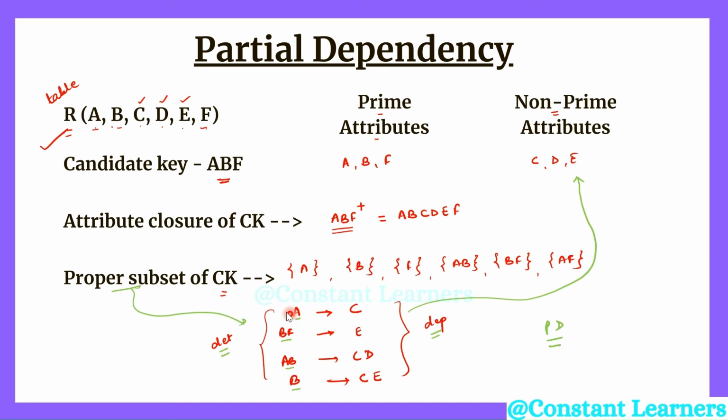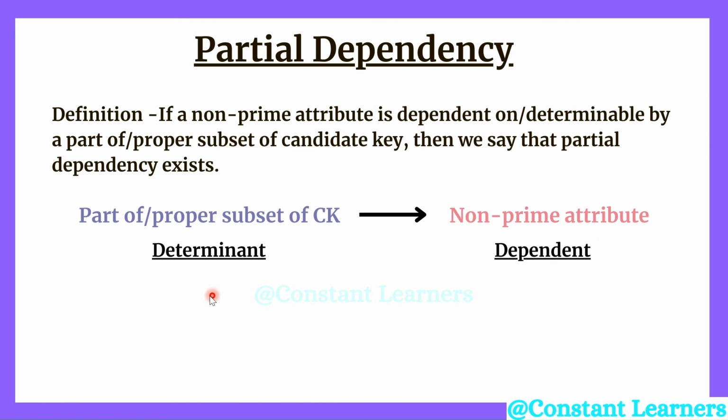So here if you notice, on the left hand side, we have part of the candidate key. We don't have the entire candidate key. I'm not saying that ABF is determining C. ABF together will always determine all the attributes. We are only talking about the part of the candidate key, the proper subsets of the candidate key, right? So when the proper subsets of the candidate key can determine the non-prime attributes, then we say that partial dependency exists, right? So on the left hand side, the determinant will be a part of or proper subset of the candidate key, and on the right hand side, the dependent will be non-prime attributes.